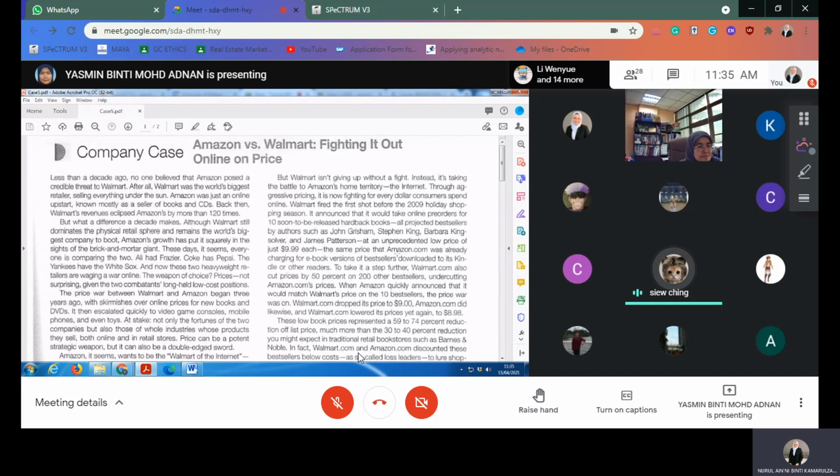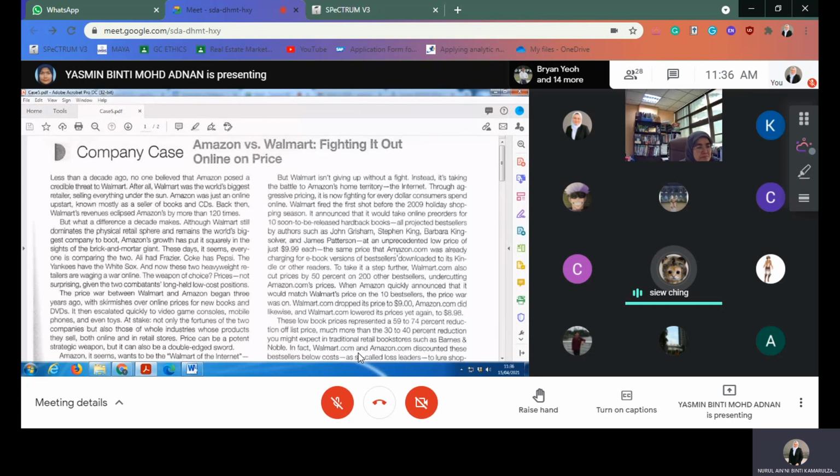Although Walmart still dominates the physical retail sphere and remains the world's biggest company to boot, Amazon's growth has put it squarely in the sights of the brick and mortar giant. These days, it seems everyone is comparing the two. Ali had Frazier, Coke has Pepsi, the Yankees have the White Sox, and now these two heavyweight retailers are waging a war online. The weapon of choice? Prices.